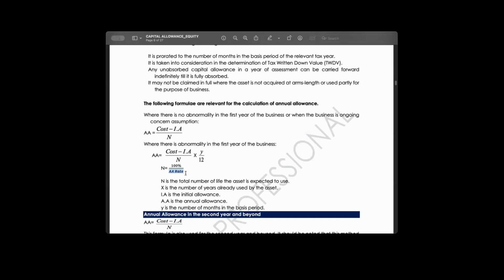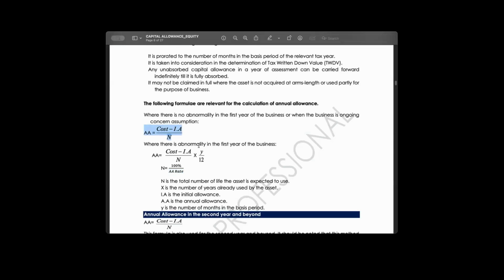Now, when do you use this formula? You use this formula to calculate your annual allowance where the basis period is not less than 12 months. That is, your basis period is equal to 12 months.